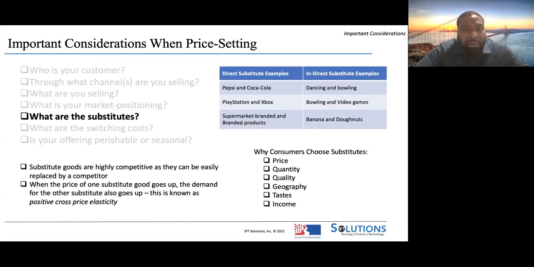Next, you have to think about substitutes, right? So we can't price our goods in a vacuum, because customers always have options, right? They were spending that money before you went into business, and they're going to be spending that money long after you're out of business, right? So direct substitutes, examples of that are, say, Pepsi and Coca-Cola, PlayStation and Xbox. Indirect substitutes would be dancing and bowling, or bowling and video games.